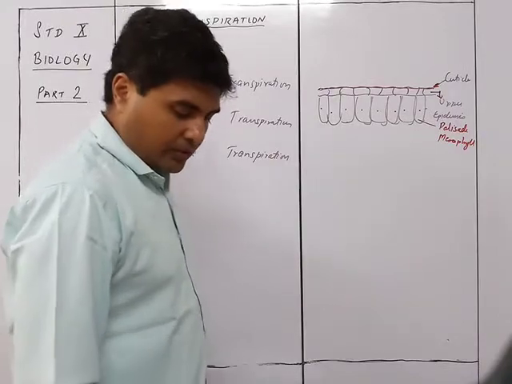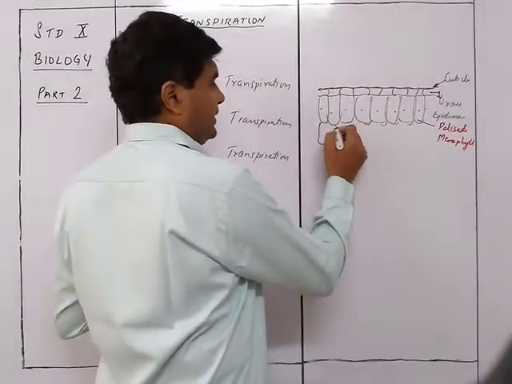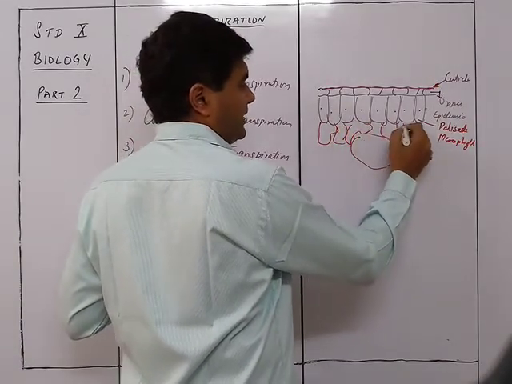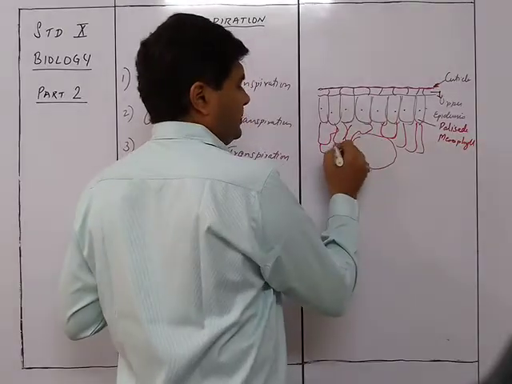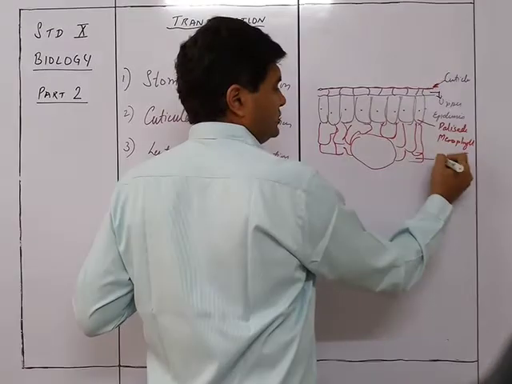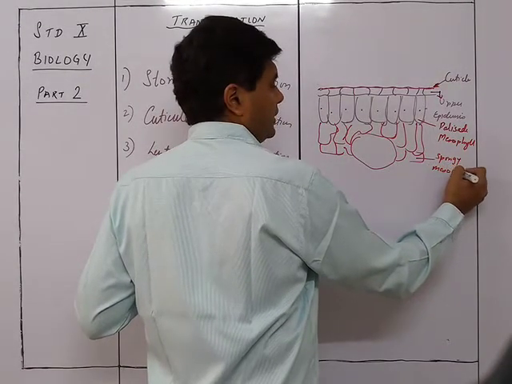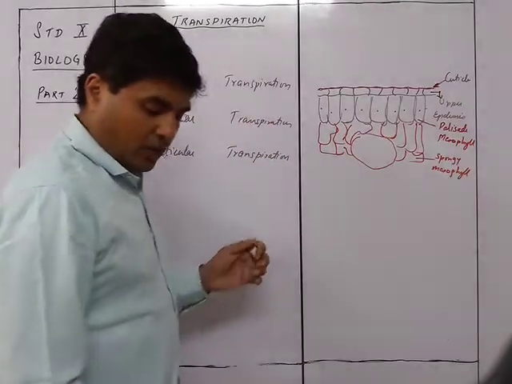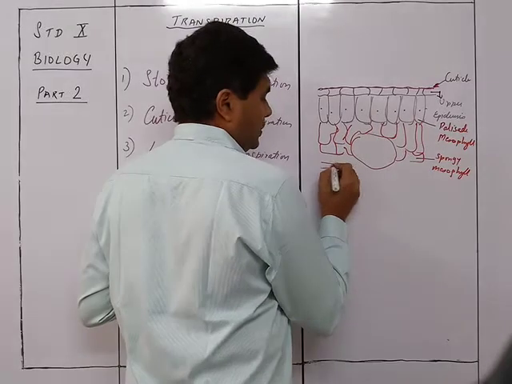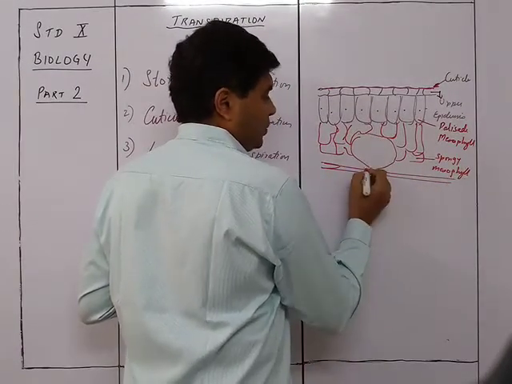Lower to that is the spongy mesophyll. Spongy mesophyll has some cavities in between, so there will be air gaps. These gaps are where water will be entrapped. And finally, the lower part is the lower epidermis, which has openings over here.